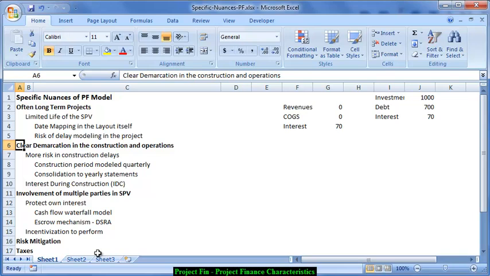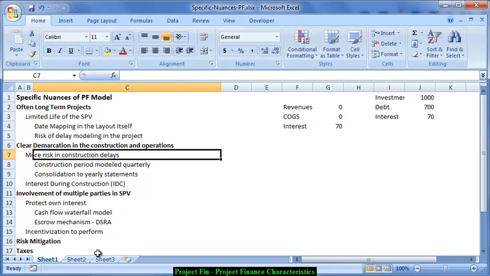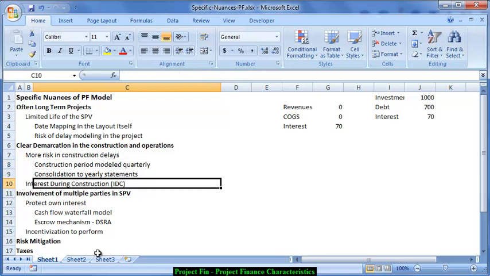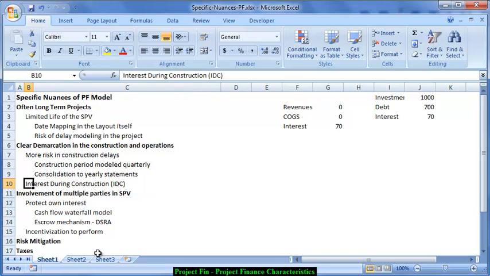Again, the construction and the operations parts have to be clearly demarcated. The risk in the construction period is higher, so we would be implementing a quarterly construction period model, and then consolidate this into yearly statements. This is just because we want to monitor the construction part very, very carefully. Again, since in the construction period we cannot pay back the interest, it will be capitalized to the balance sheet in the form of interest during construction, and there would be a circular logic there. We would take care of that as and when we come to it.